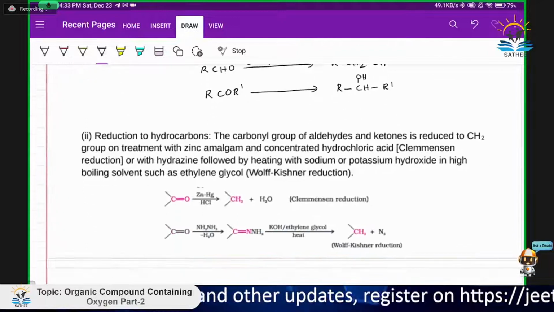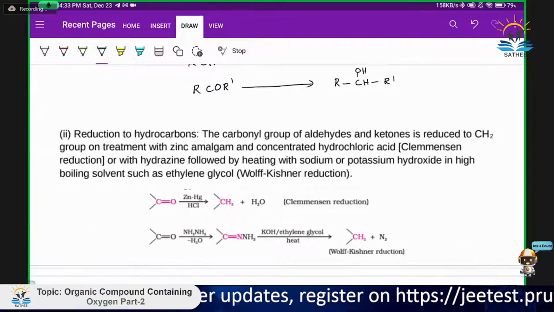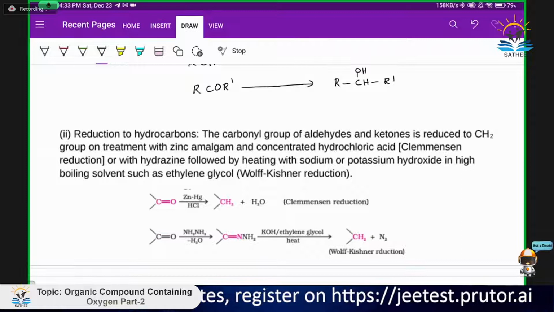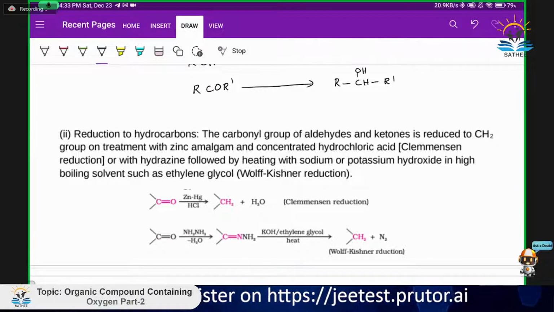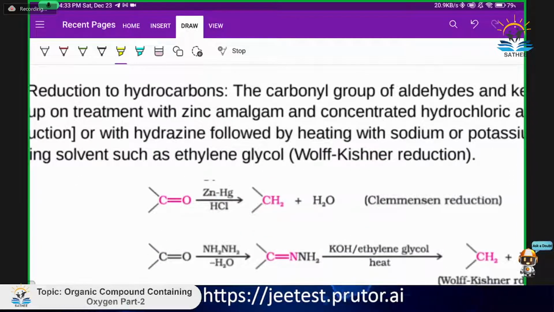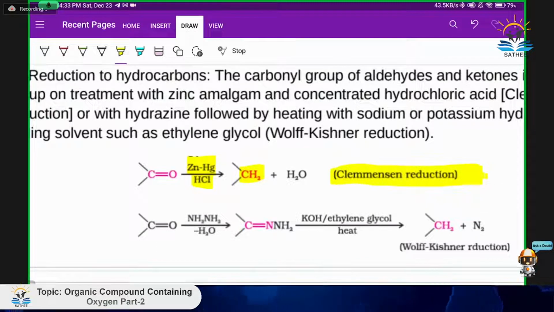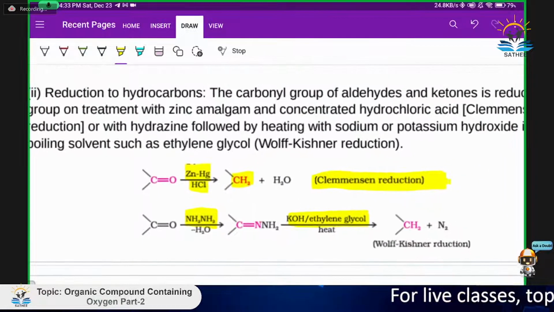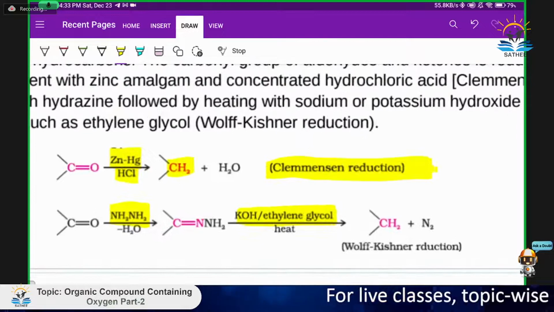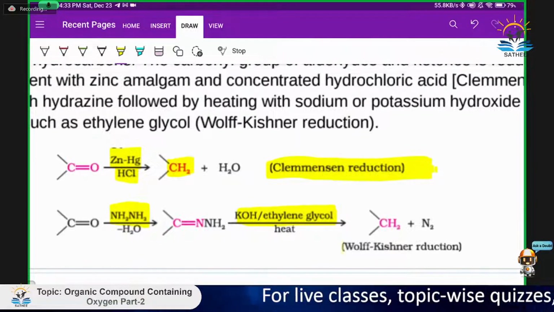Now, reduction to hydrocarbons. The carbonyl group of aldehydes and ketones is reduced to a CH2 group on reacting with zinc amalgam and concentrated HCl. So with zinc amalgam and concentrated HCl, the C=O group gets reduced to a CH2 group. This reduction is known as Clemmensen reduction. Alternatively, we can react it with hydrazine and then heat it with KOH in ethylene glycol. There also we are reducing the C=O group to a CH2 group. This reduction is known as Wolff-Kishner reduction.